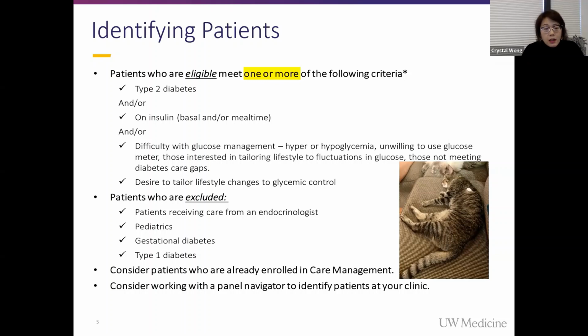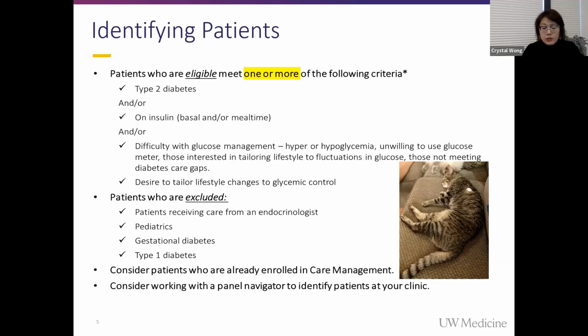So basically, anyone who really wants to be very engaged in their diabetes care is a good fit for this program. Now, exclusion criteria. Obviously, we already talked about type 1 diabetes. We're also going to exclude patients who get care from endocrinology. I know a lot of us probably have people with type 2 diabetes who also see endocrinology for their diabetes. That's just because of the billing codes, you can't double dip. We didn't want to make billing more confusing than it needed to be.